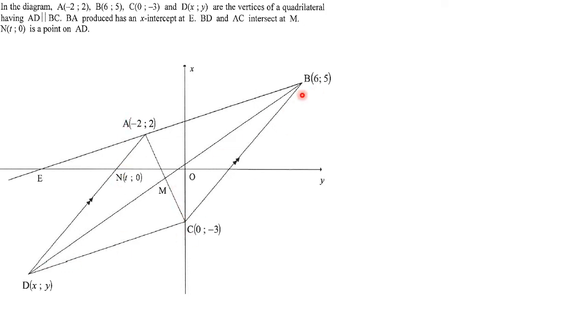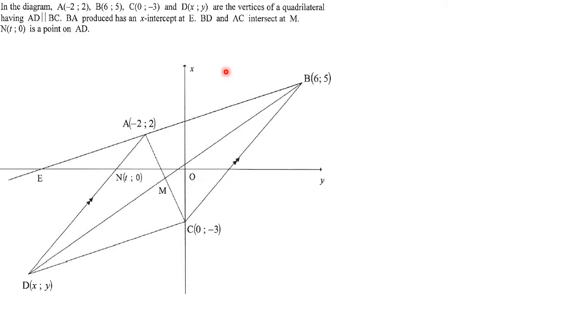We can also see that M is an intersection of the two lines, which are AC and BD. So now let's look at it. It says BA produced has an x-intercept at E, which is the one that you see here, and then BD and AC intersect at M. Okay, N has those coordinates. We don't know the value of x. It is a point on AD.